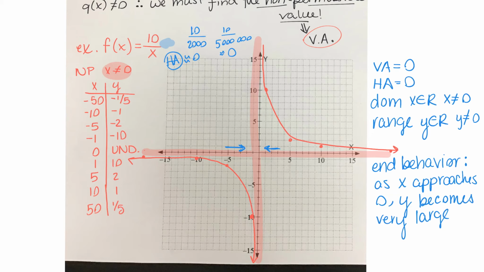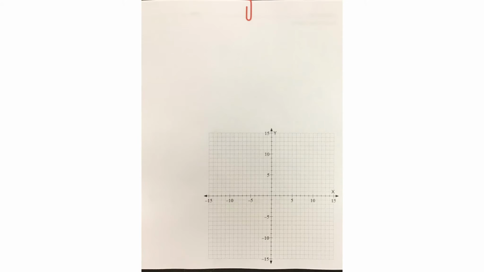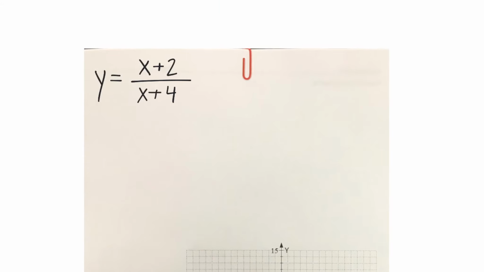Okay, let's try another one. I think you've got another one of these on the back side. It should look something like this. All right, so this time we're going to do one that's a little crazy. So let's say this time we've got y equals, and we're going to get wild here, (x plus 2) over (x plus 4). So this no longer looks like anything we've ever done before. This is a very typical rational function.